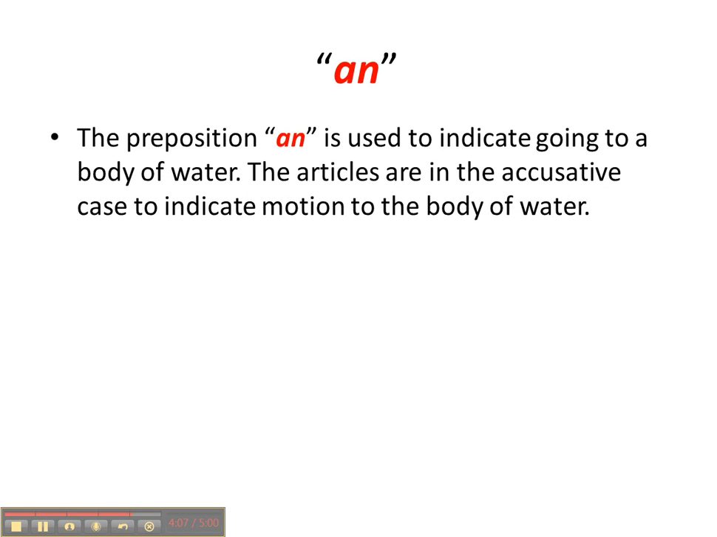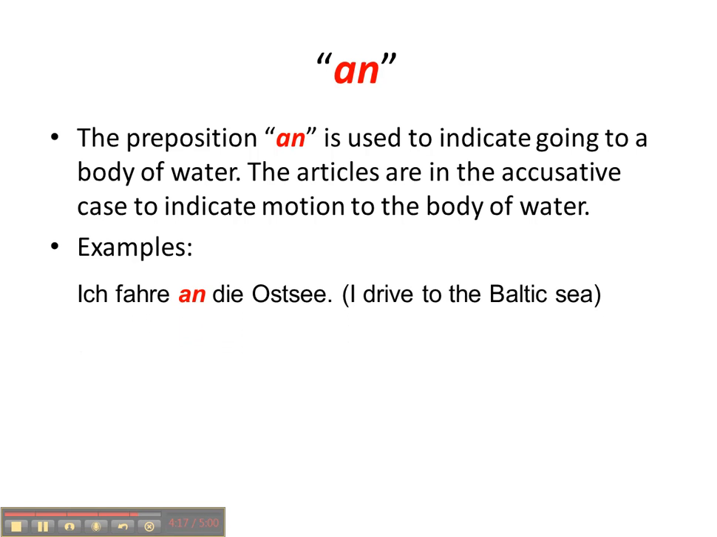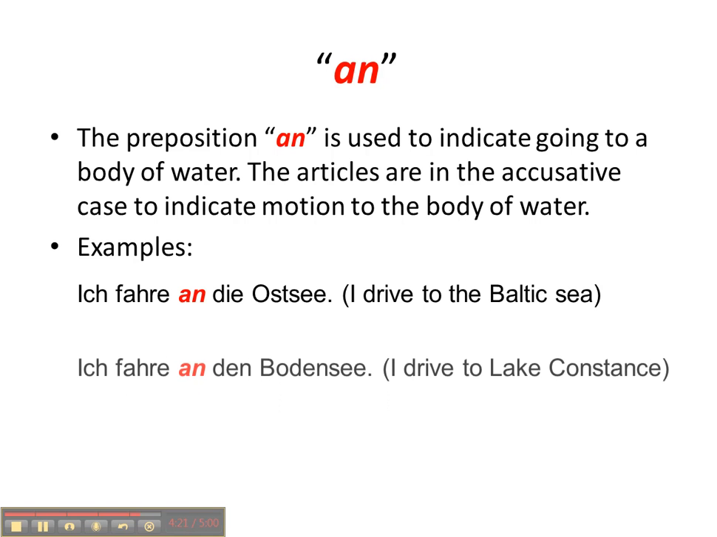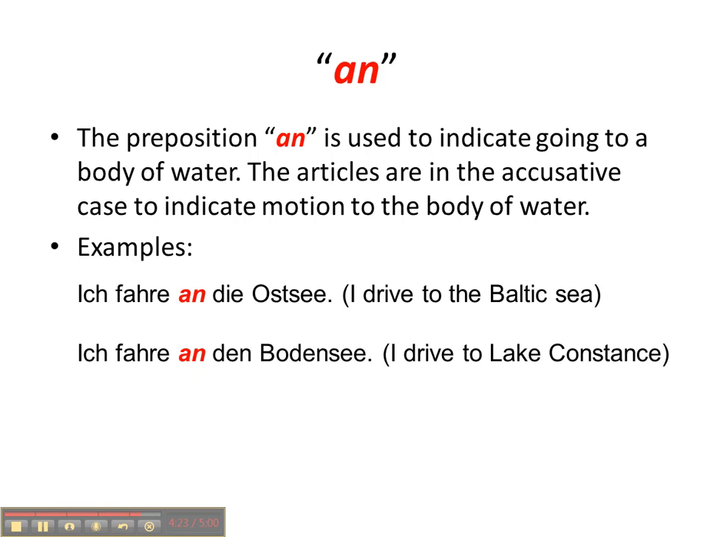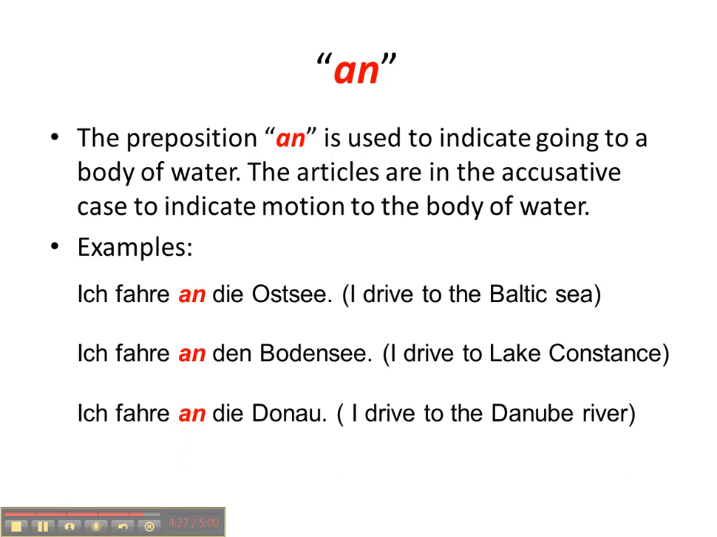Okay, and the preposition an is used to indicate going to a body of water. Okay, so the articles are in the accusative case to indicate motion toward the body of water. For example, ich fahre an die Ostsee. I'm driving to the Baltic Sea. Oder ich fahre an den Bodensee. I'm driving to Lake Constance. Oder ich fahre an die Donau. I'm driving to the Danube River. So if it's a body of water and you're going there, you're going to use an as the preposition.